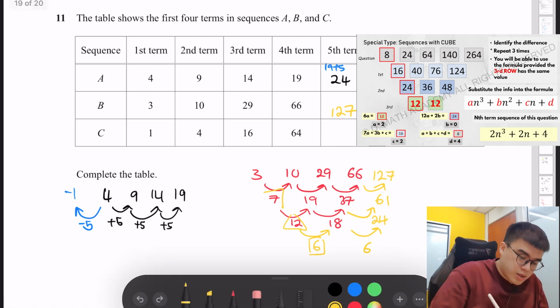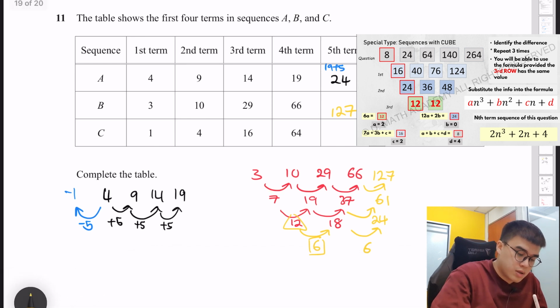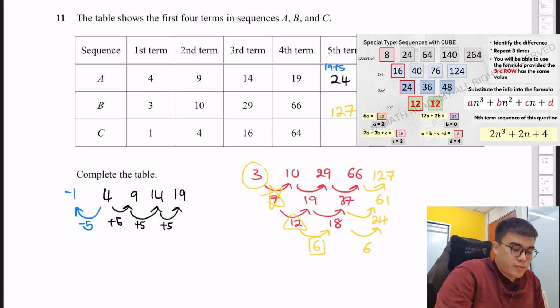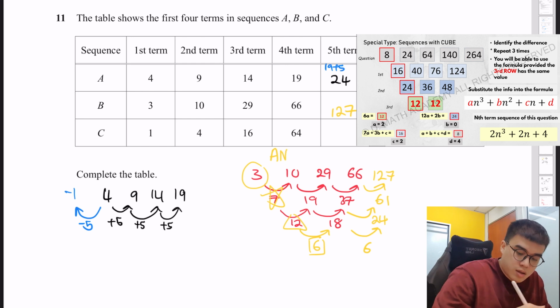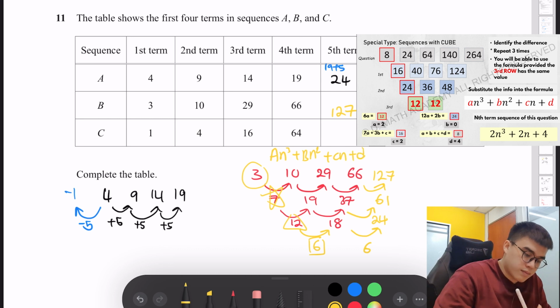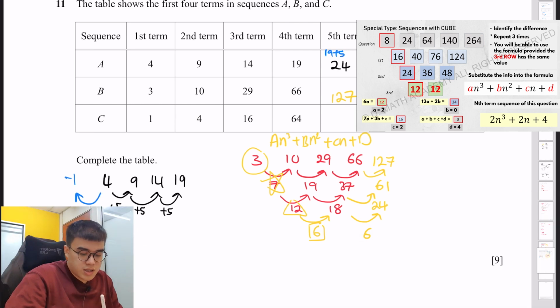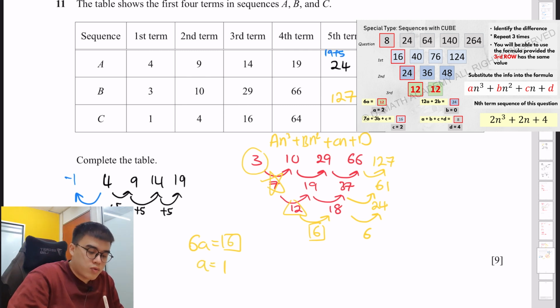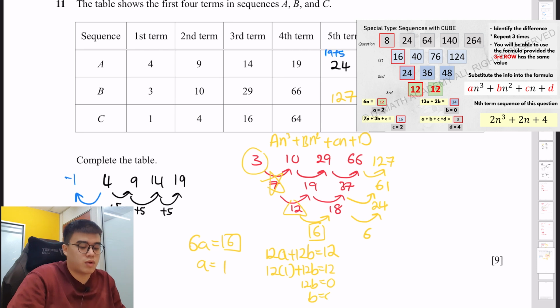Okay, so to make this calculation easier, I'll be labeling them in different shapes. So the formula goes by an cubed plus bn squared plus cn plus d. So my equation here is 6a equals to the bottom. So a is 1, then 12a plus 12b equals to 12. 12 times 1 plus 12b equals to 12. 12b equals to 0. b is 0 here.